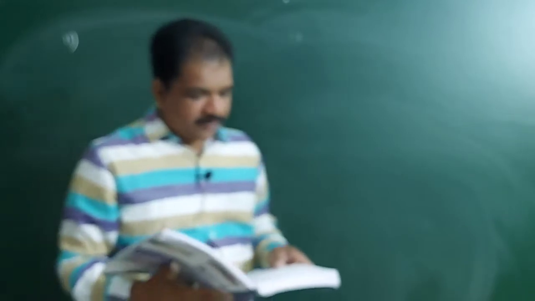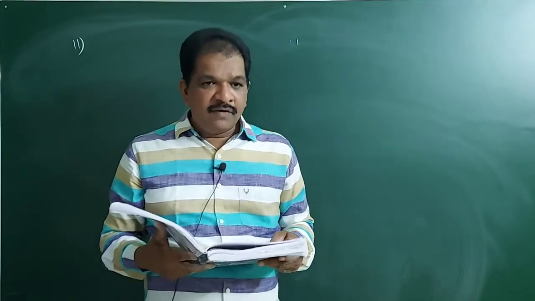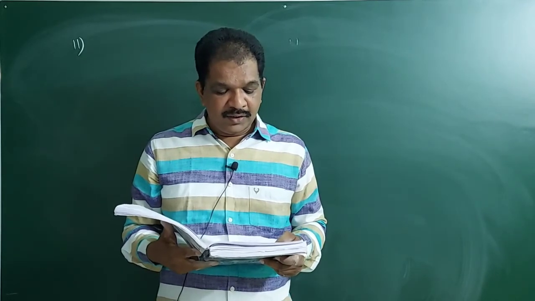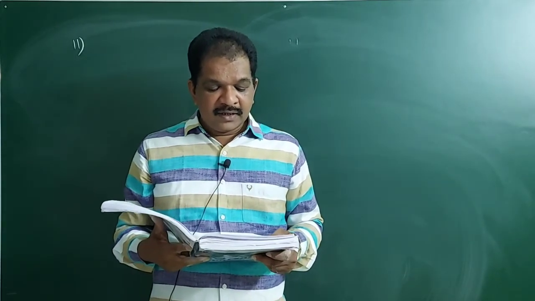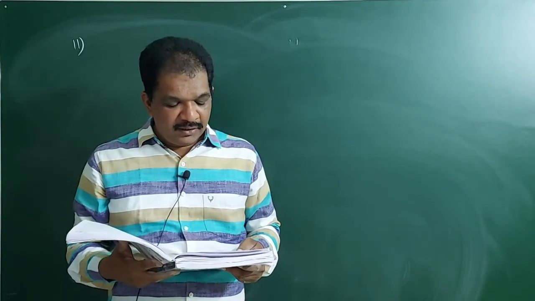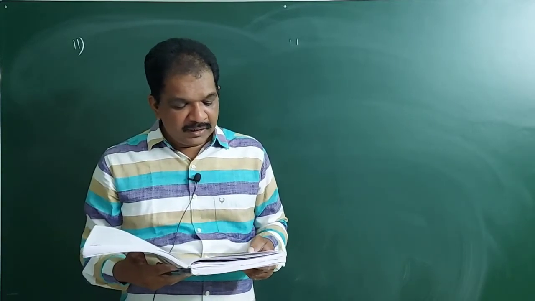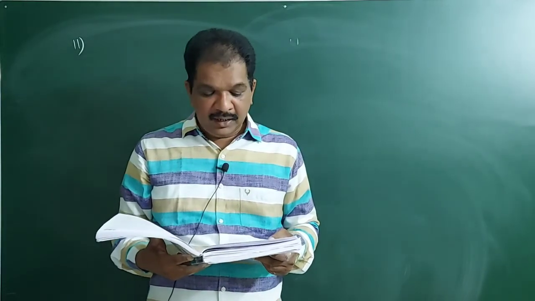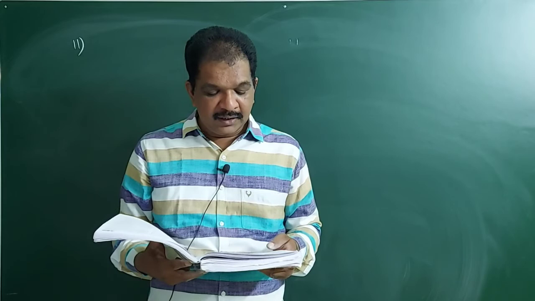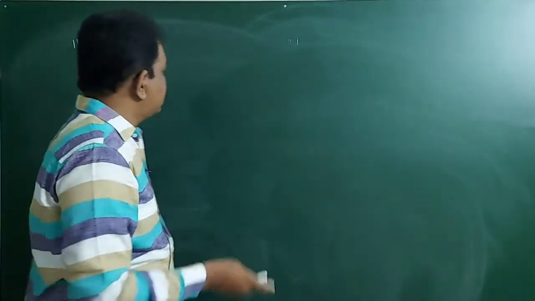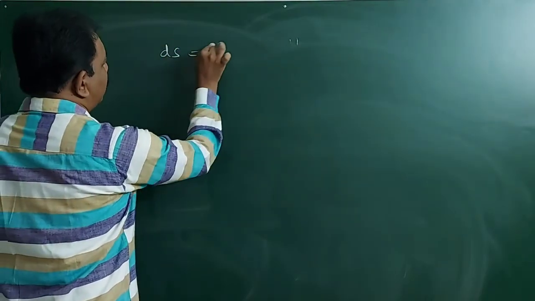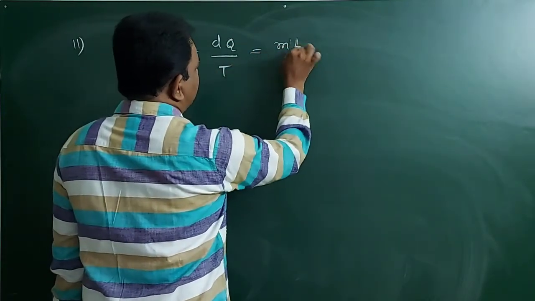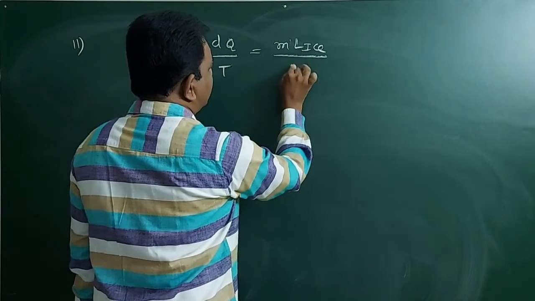Okay. Next, 11th question you see. What they are asking. 1 kg of ice at 0 degrees centigrade melts into water at 0 degrees centigrade. The resulting change in the entropy, taking latent heat of ice to be 80 calorie per gram, is? So the change in entropy formula, dS is equal to dQ by T, m into L ice by T.